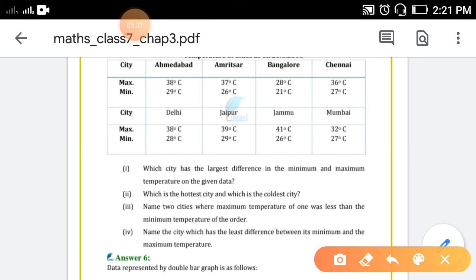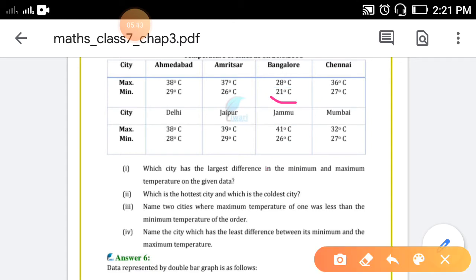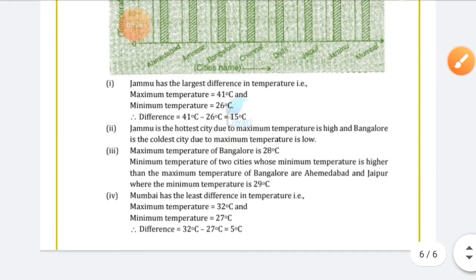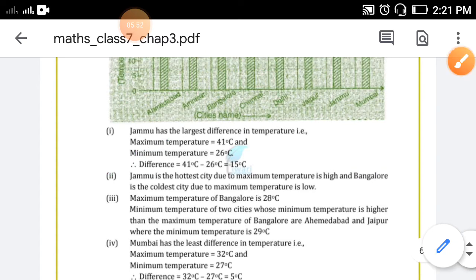Which is the hottest city and which is the coldest? So where is the maximum temperature? What is the temperature? 41. So it is of Jammu. And the minimum, 21, is of Bangalore. Let's see the answer. Yes, Jammu is the hottest city and Bangalore is the coldest city.